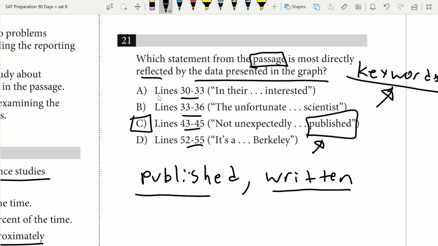You should always go back to the lines and make sure that it is indeed your correct answer, just in case. But it does provide you a great place to start, because now that you've seen that C is the correct answer, you don't have to read B, you don't have to read A, and you don't have to read D. So that's going to save you a lot of time on the reading section.